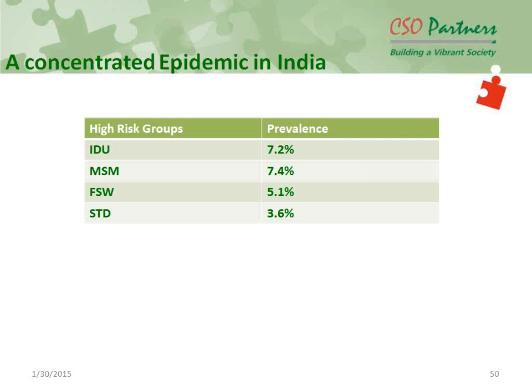Now, let us understand more how it happens in India. Among the high risk groups are injecting drug users, MSM, that is men who have sex with men, FSW, that is female sex workers, and those who have STDs, sexually transmitted diseases. These are the four high risk groups. Among them, 7.2% of IDUs are infected, MSM 7.4%, female sex workers 5.1%, and STD 3.6%.